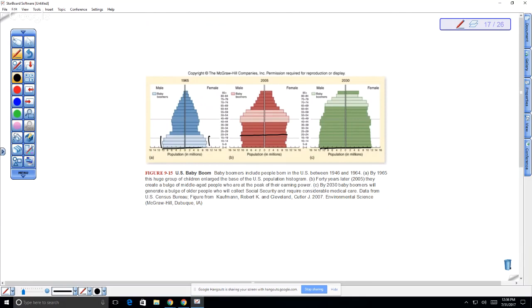But there is some concern that when baby boomers start collecting Social Security, which they have started, we're not going to be able to support them economically with the wages that are being earned by younger people.